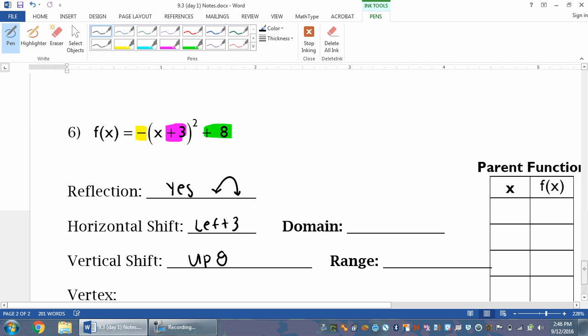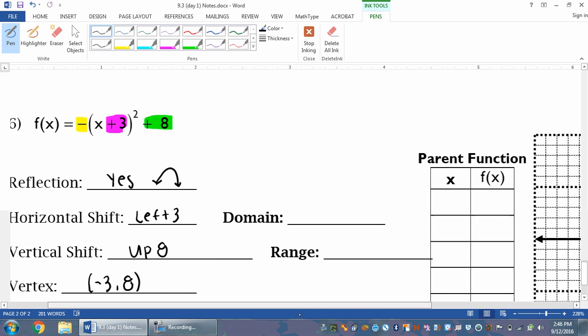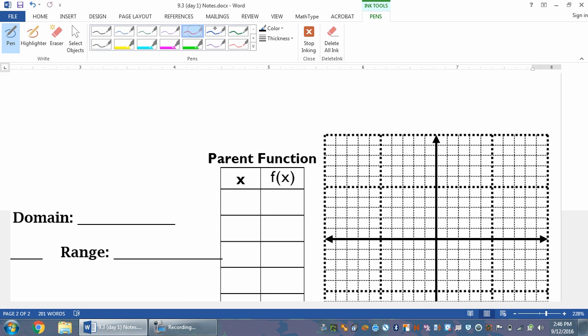Put it all together, what's my vertex? It would be left 3, which is negative 3, up 8, so negative 3, comma 8. I'm going to go ahead and fill in the domain later. So here I go negative 3, up 8. I'm just going to plot my points based on the pattern. Remember, my pattern is normally right 1, up 1, but since there's a reflection, I'm going to go right 1, down 1. Return to the vertex.